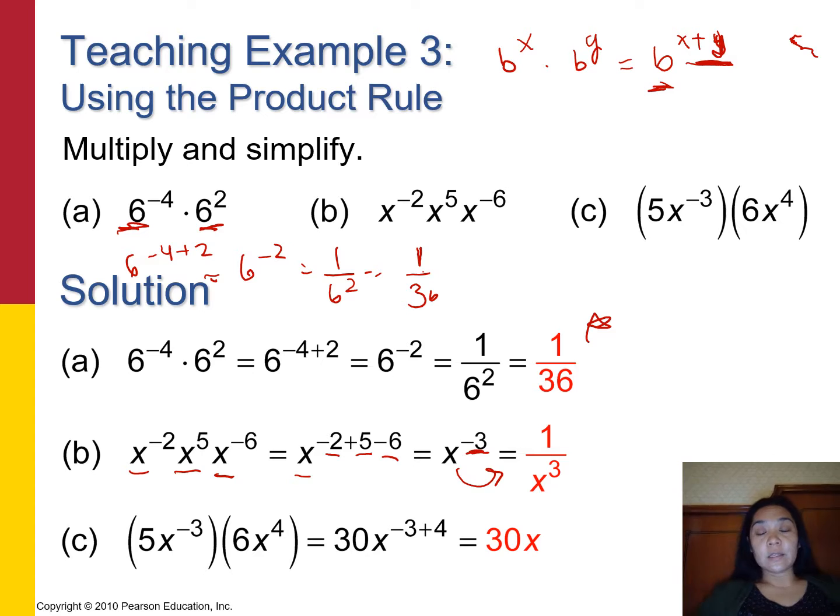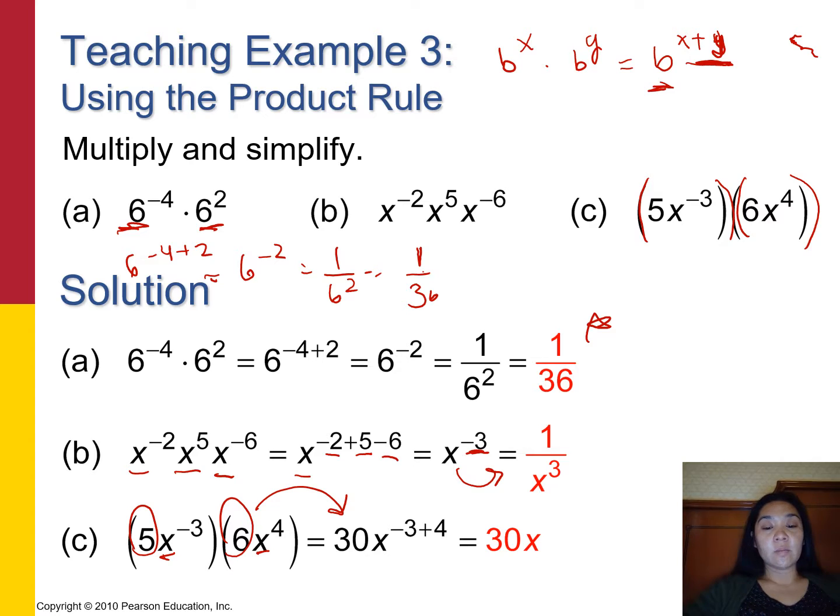And last but not least, notice, for example, that this whole thing is in parentheses. So this is a little bit different. You think, oh, it's not the same. No, the bases are the same. But you need to multiply 5 times 6, which gives us 30. And now we have x to the minus 3 plus 4, which is 1, and so you have 30x. You can say to the first power, but that's not necessary.